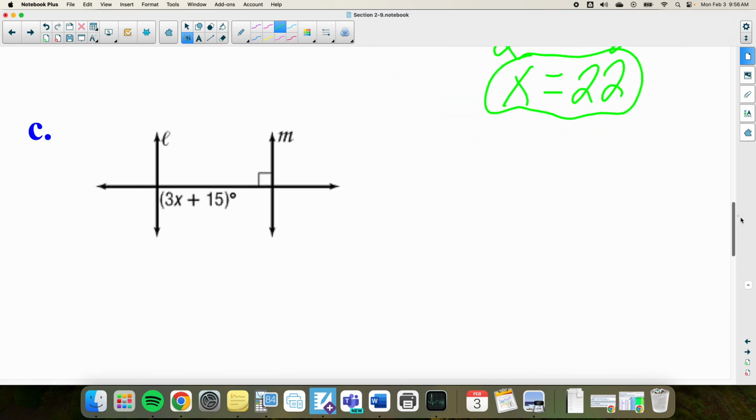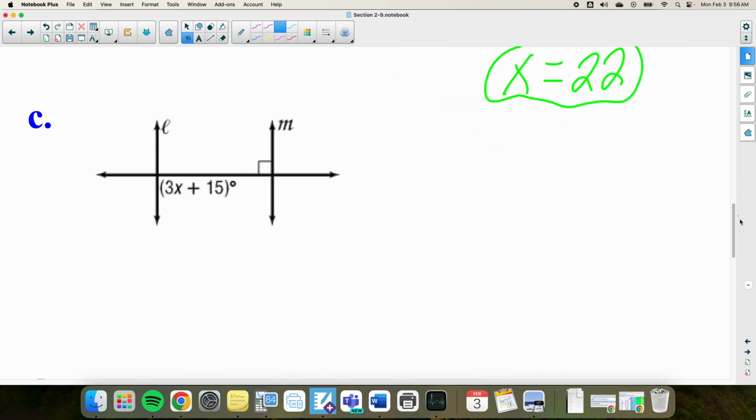Okay. What do you think about these two? What do we know? That box equals 90 degrees. Yep, this is 90 and they are alternate interior, because they're on the opposite sides. Okay, for alternate interior we set equal. So I can go 3x plus 15 equals 90.